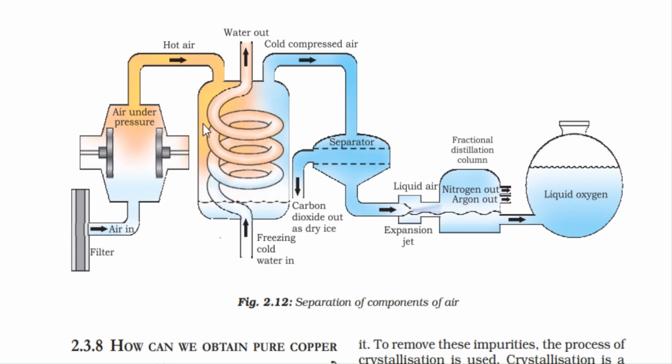Now whatever air is compressed has its temperature also decreased by this phenomenon. Now the cold compressed air flows to the separator. First, carbon dioxide, as dry ice, will be separated. Then we get the other gases as liquid air, which will pass through an expansion jet, a nozzle, and from here it will expand again. Nitrogen and argon will come out from here, but the liquid oxygen will be collected here.